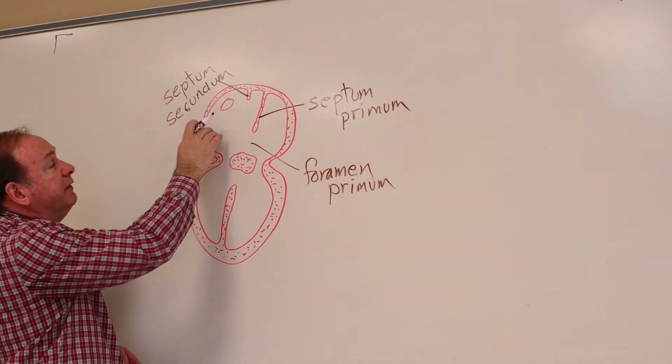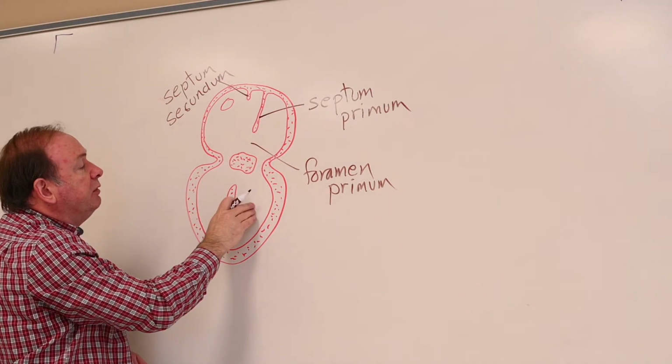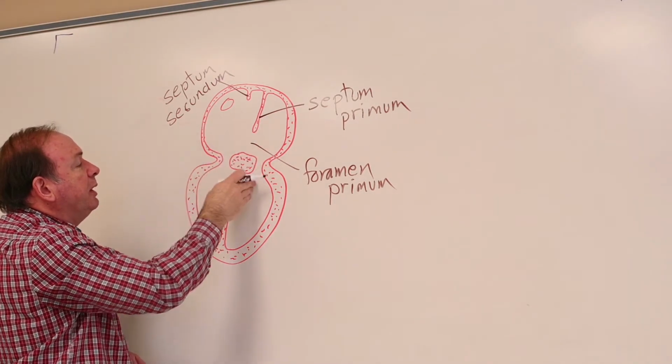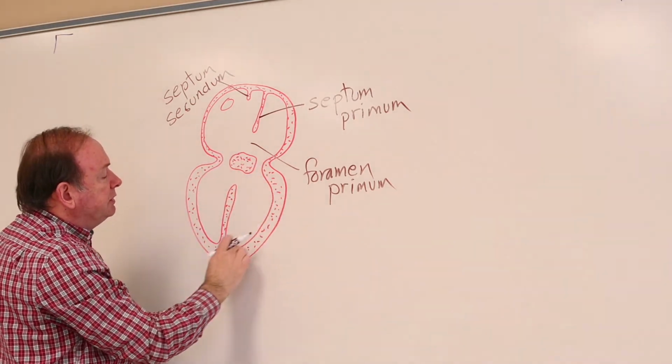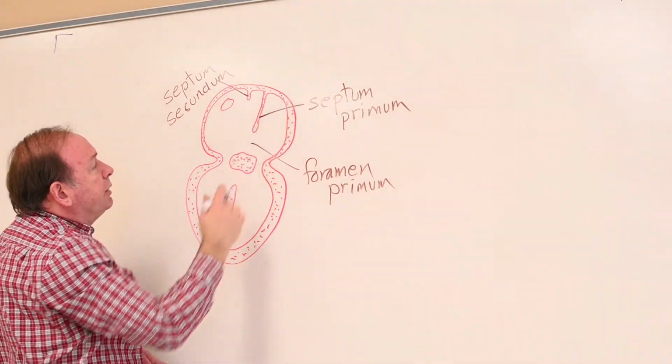So we're going to see the division of our two atrial chambers and our two ventricular chambers. We've got our two atrioventricular canals. We've got our endocardial cushions here. This is ventricular wall. This is atrial wall here.